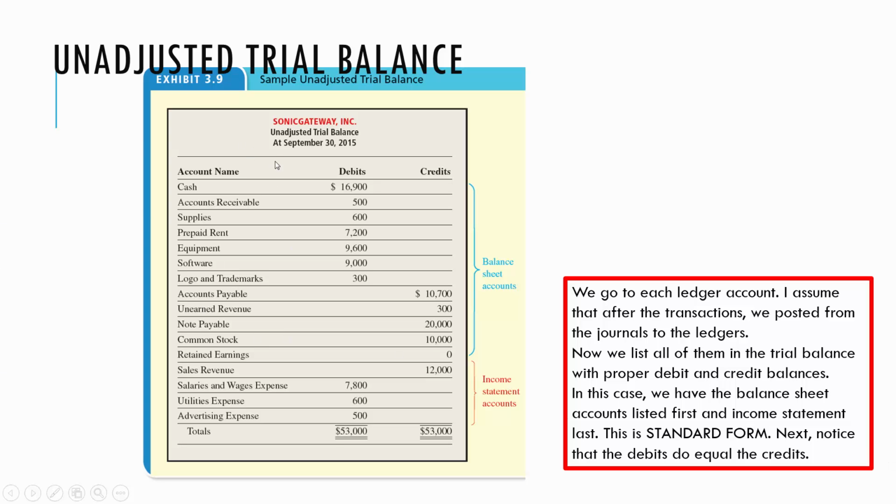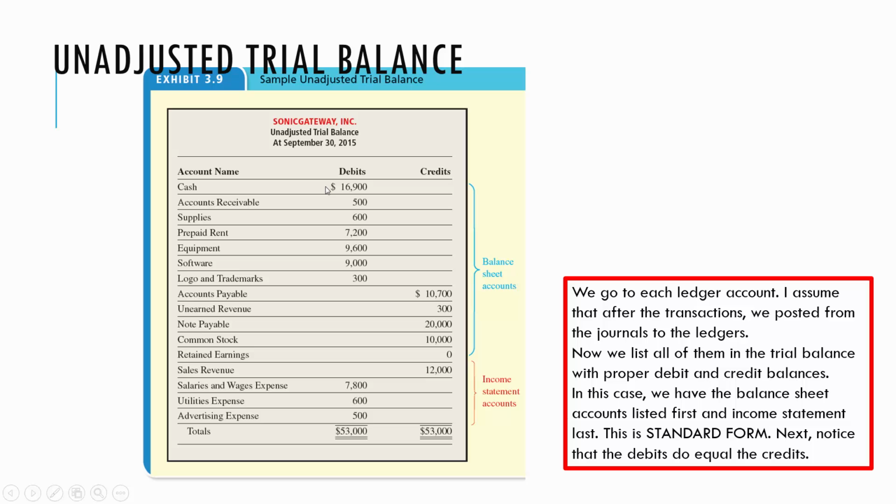Just like last time, first of all, let's look at the header. We put the name of it, we put what this statement is, and then we say what the date is. And this is a point in time, so it says at the end of September, this is how our account balances look. Unadjusted, before the adjustments.